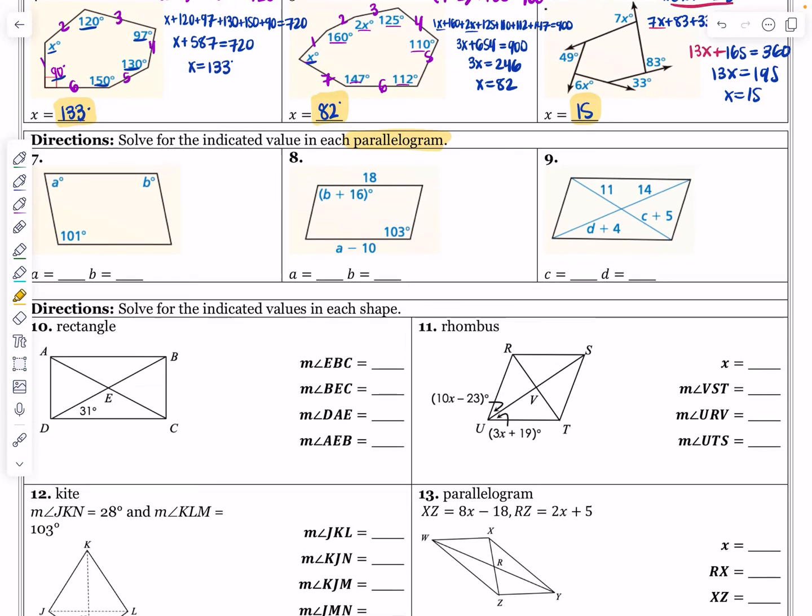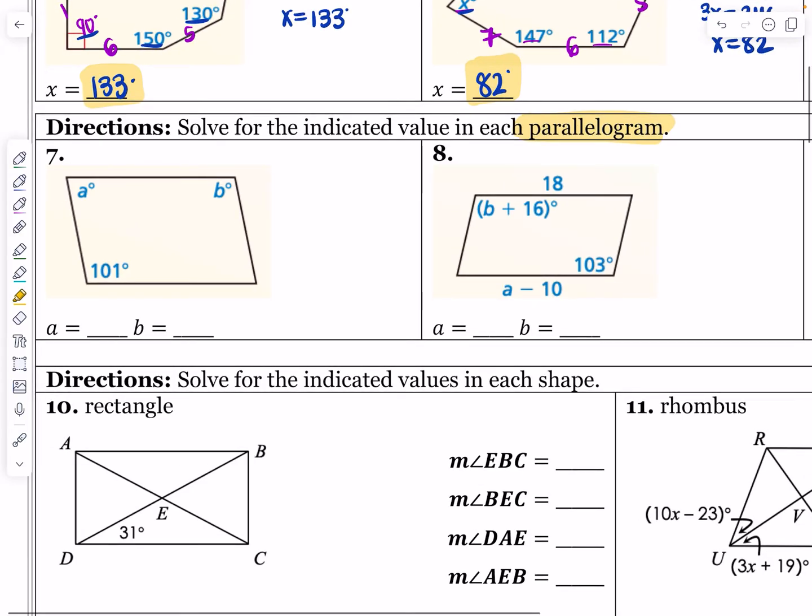On number 7, let's look at number 7 first. We're solving for A and we're solving for B. The very first property we know about the angles of a parallelogram is that the opposite angles in a parallelogram are going to be congruent to each other. So I'm actually going to mark that in colors. If this angle is 101, its opposite angle is also going to be congruent.